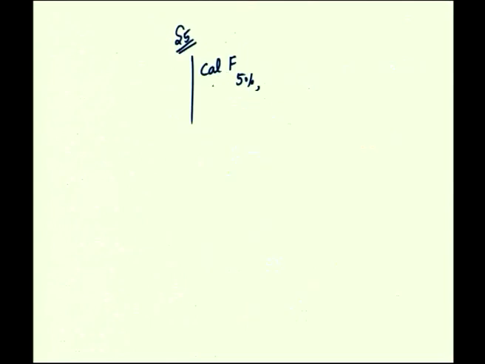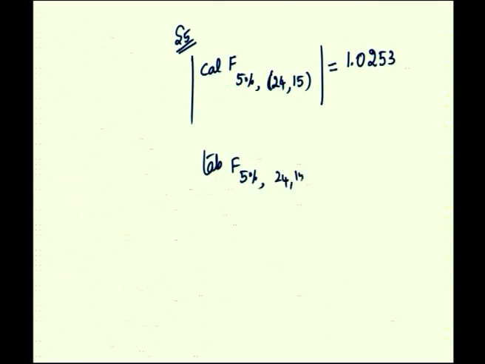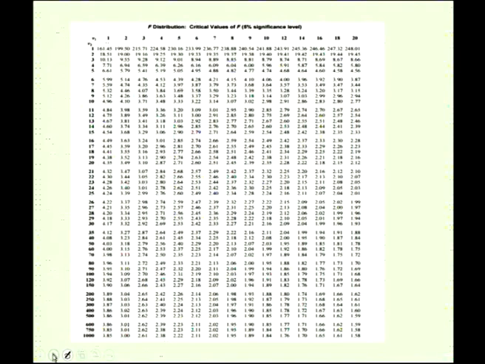So, the calculated value of F at 5%, 24, comma, 15 degrees of freedom. Here the degrees of freedom is a pair: degrees of freedom for numerator and degrees of freedom for denominator. This is the calculated value of F at 5% level of significance, 24, comma, 15 degrees of freedom. The value which you just calculated is 1.0253. And tabulated F at 5%, 24, comma, 15 degrees of freedom, you have to take from the tables, just refer to the tables.